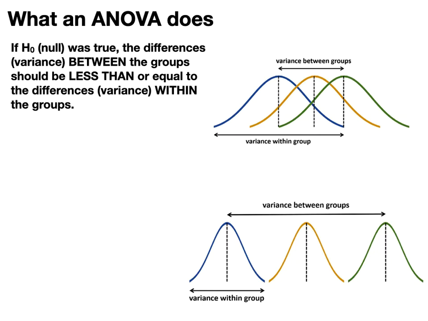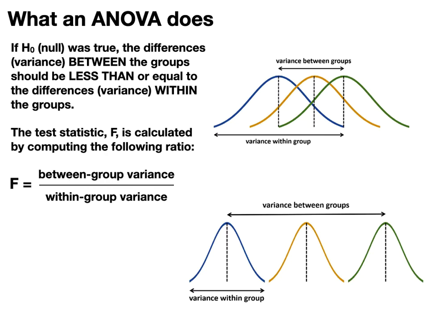And here we have a situation where the variance between the groups, you can see, is much bigger than the variance within the groups. Right? So in the top situation, that's what we expect to see if our null hypothesis is true, whereas in the bottom situation, that's what we'd see if our null hypothesis was false. So the ANOVA works by calculating a test statistic, which the software does for you, called F. It's the F ratio. It's the ratio of the between group variance to the within group variance.